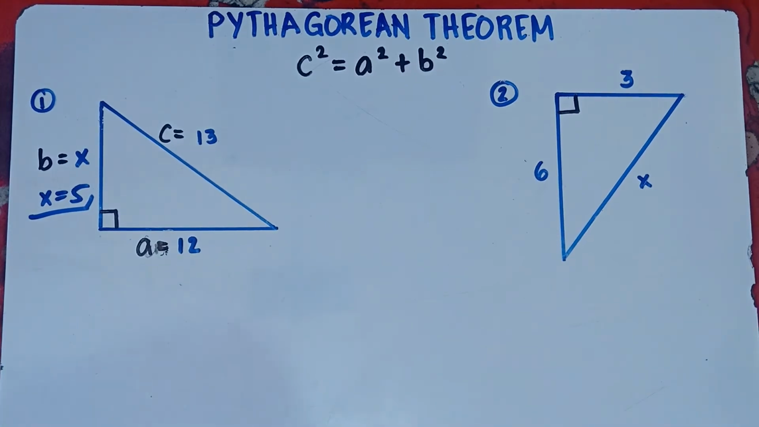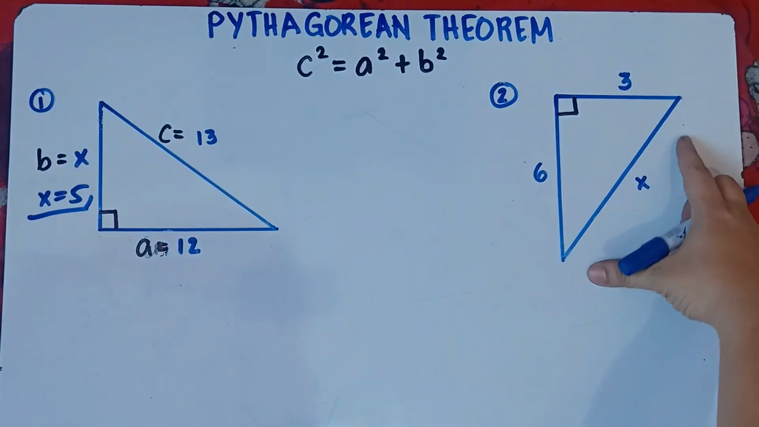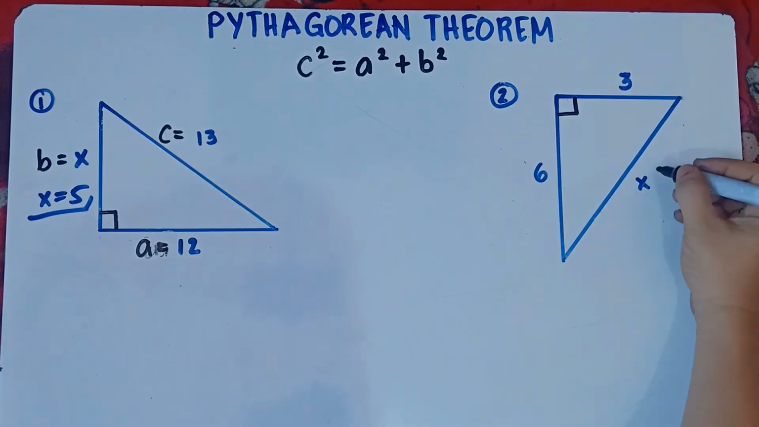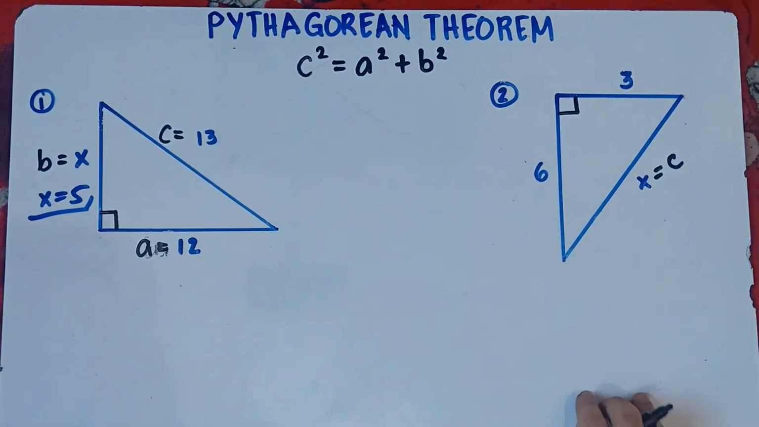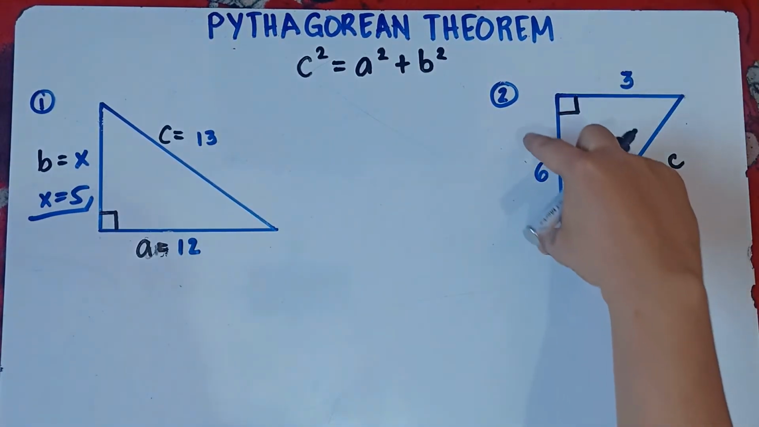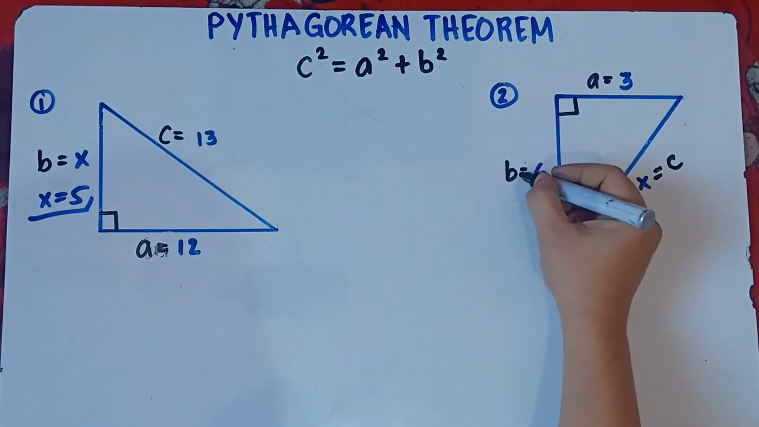Alright, so number 2, once again, you're told to find this side. This will be the longest side, so this will be C. So x is equal to C. Once again, this is C, the longest side. So you can have this one as our A, you can have this one as our B. So let's have this one as our A, and this will be our B.